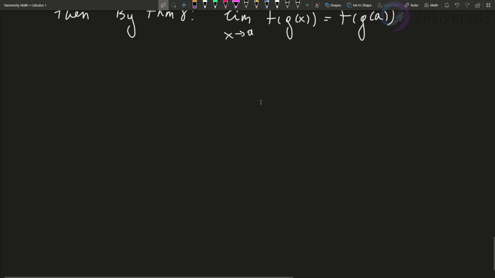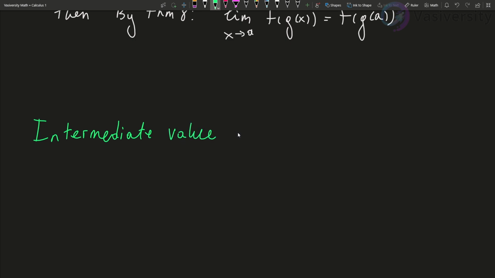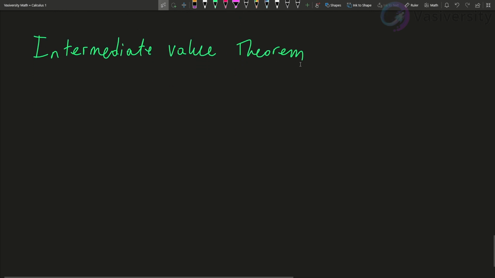All right, now let's go ahead and move on to the second part, which is going to be the intermediate value theorem, or in other words, IVT. One of the most important theorems of calculus, essentially coming from continuity. And let's go ahead and state it.